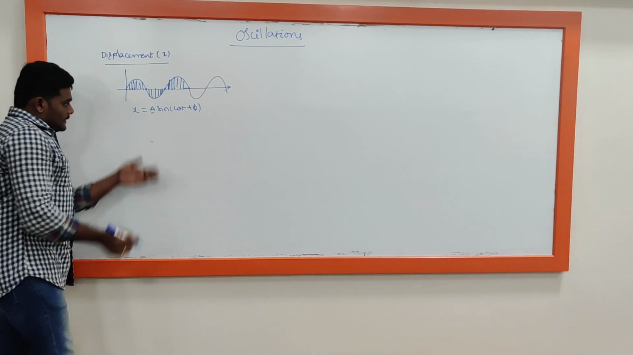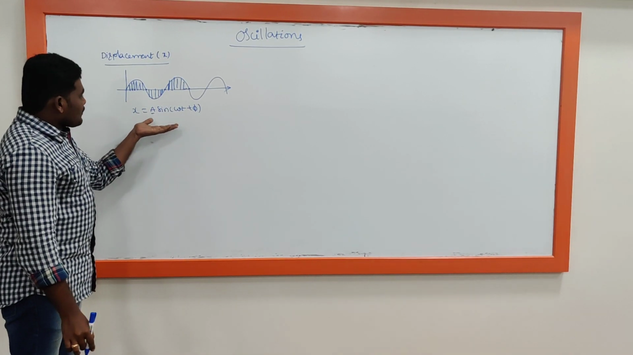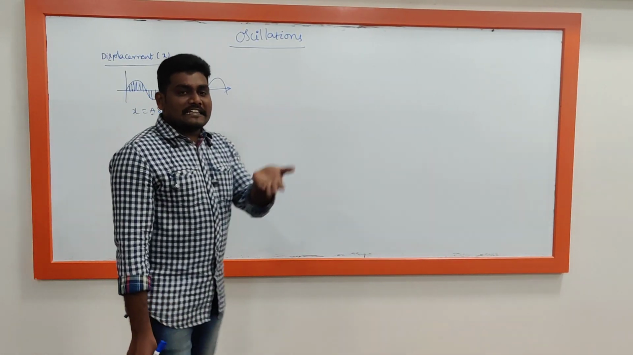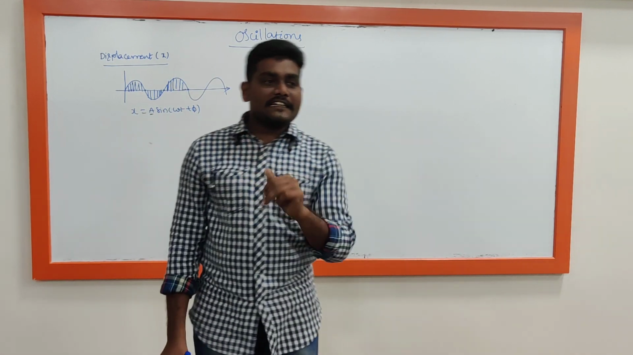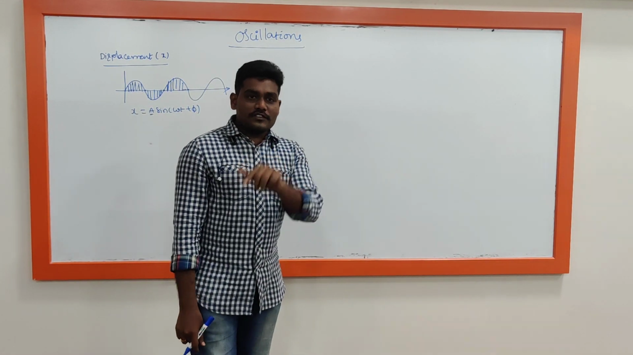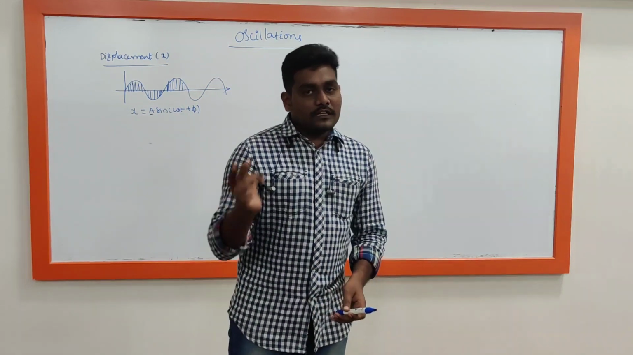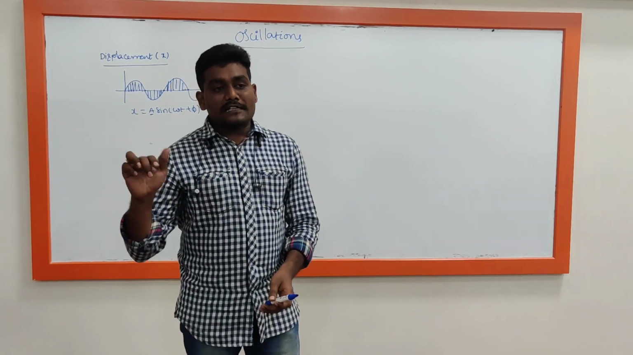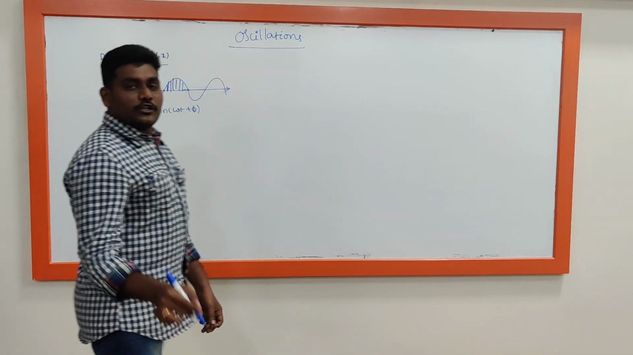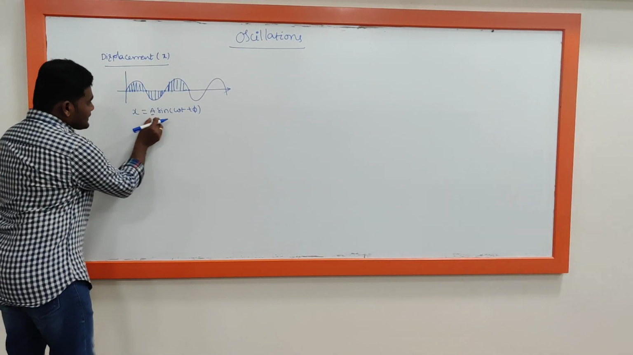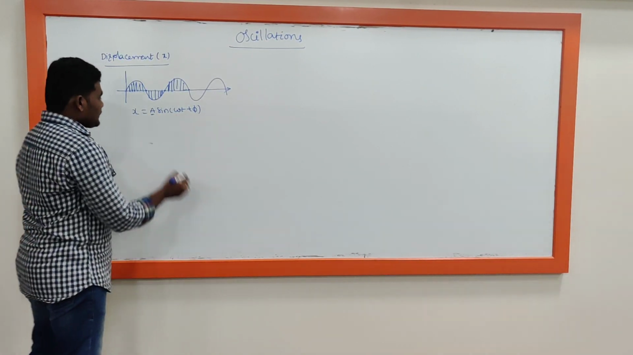Here displacement x equal to a sine of omega t plus phi. Sine function is the increasing one. Cos function, if you take, is the decreasing function. Because sine 0 value is 0, sine 90 value is 1. But whereas if you take the cosine graph, cos 0 value is 1, cos 90 value is 0. So it is going to be a decreasing function. So here x equal to a sine of omega t plus phi.